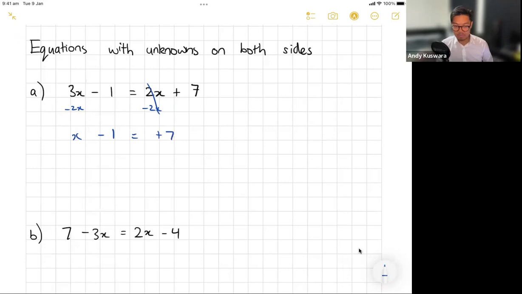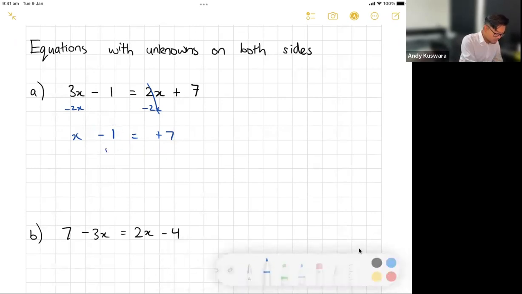Now if you take a look here, this becomes a lot easier to solve. I've got x almost by itself. It's not on both sides. And so all I need to do is solve for x. So I've got to deal with this minus 1. Opposite of minus 1 is plus 1.